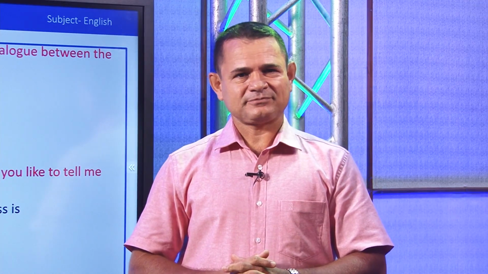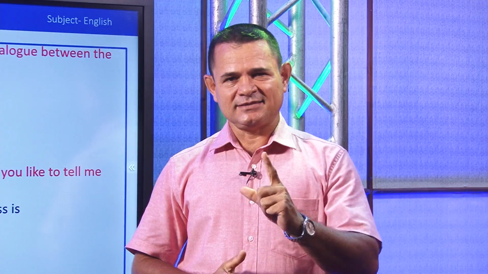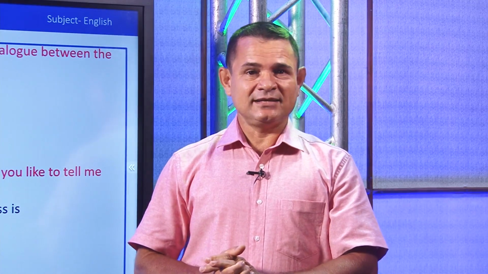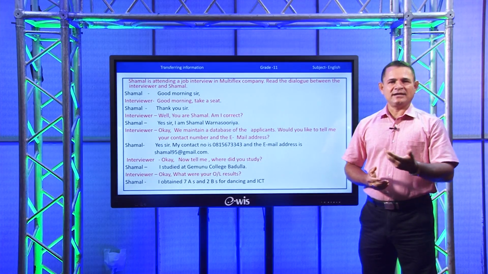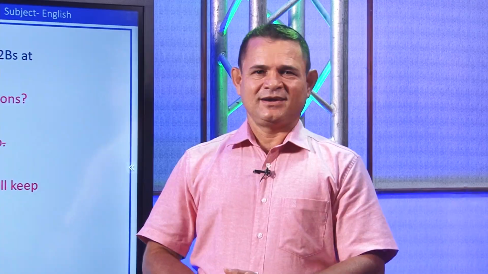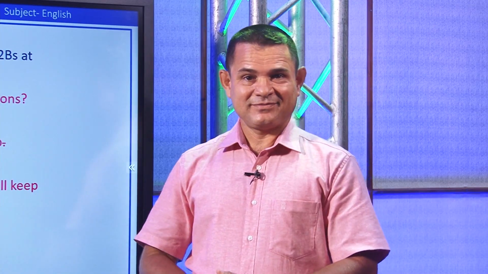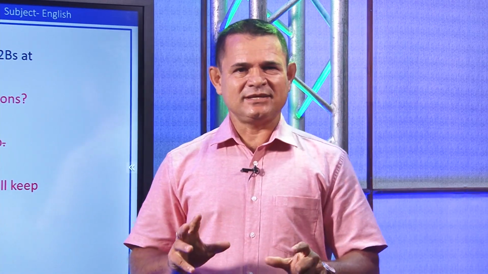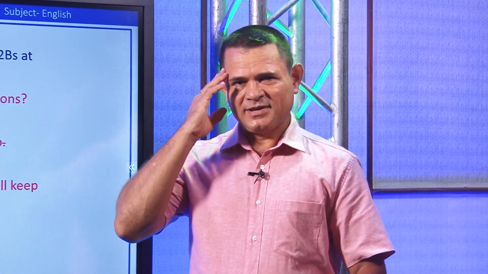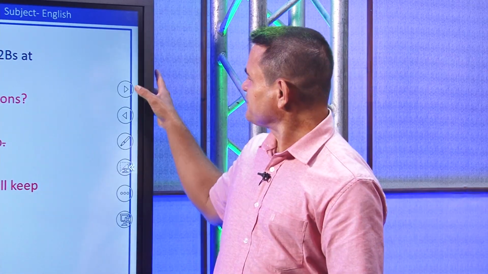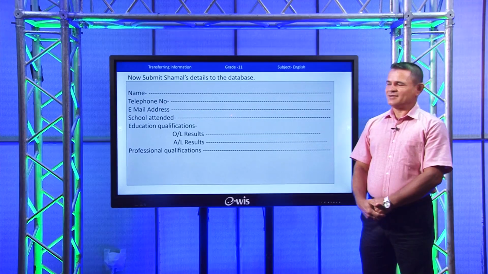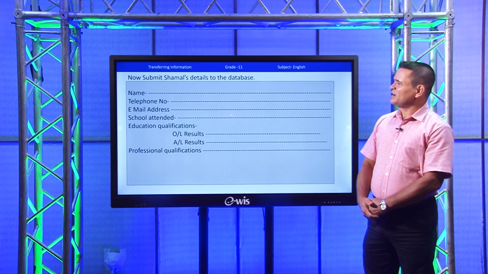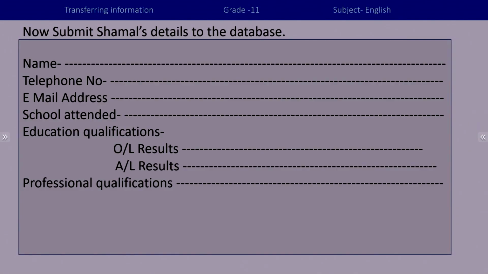Anyway, now I told you earlier, before reading this, there is something that you have to do. That is, now you have to look at the task. What is to be done after reading this, right? Now, you read the second part of the dialogue, and now keeping those things that you read in your mind, let us try to do the activity. Now, can you complete this one? Now, submit Shamil's details to the database.